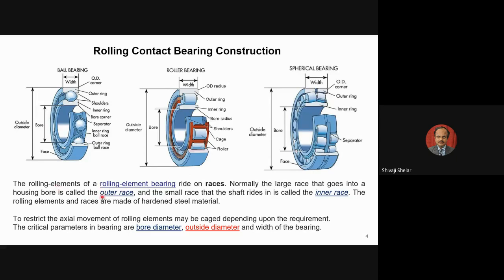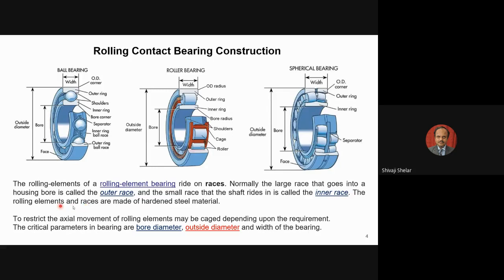So rolling element bearings ride on races, as I explained. These are the two races, and these are the two races here. Normally the large race, that is the outside race, goes into the housing bore and is called the outer race. Whenever we have to place this bearing on the shaft and the housing, that larger race, the outer race, will be placed in the housing hole, and the smaller race rides on the shaft. That is called the inner race.